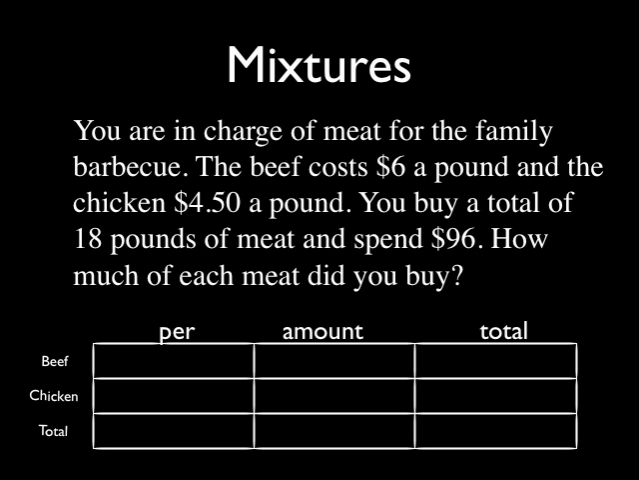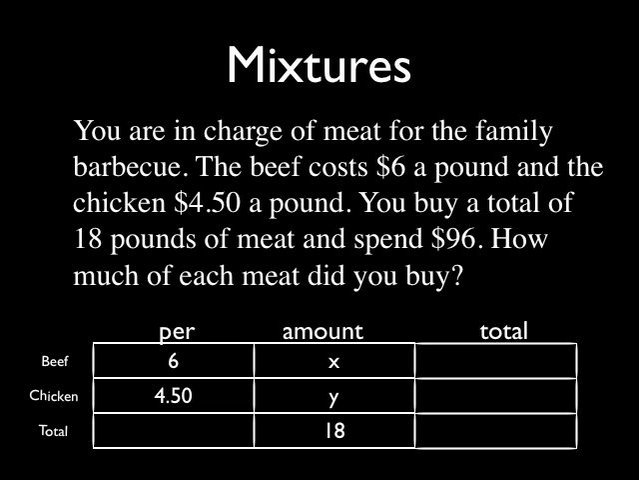Okay, so we have beef, chicken, and total. Where does $6 a pound go? Good, that's in my per column. Chicken is $4.50 a pound. Both of those are pers: $6 per pound, $4.50 per pound. I buy 18 pounds of meat. Where does 18 go? Good, and then I've got an X and a Y above it because I don't know how much of beef and how much of chicken, but I know I have 18 pounds total.